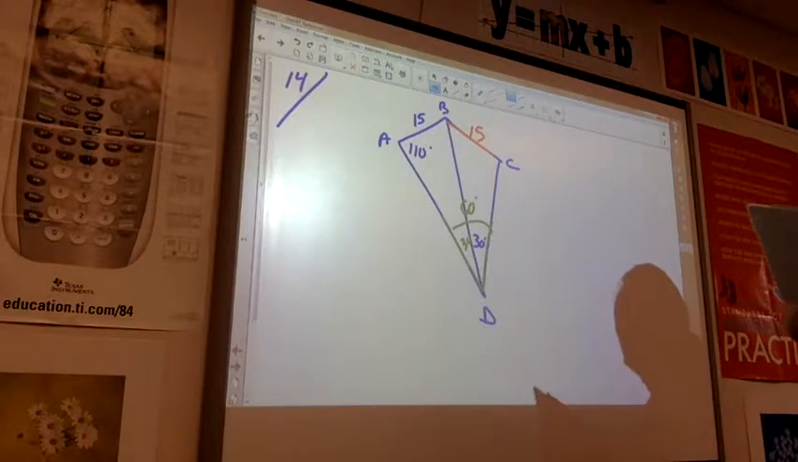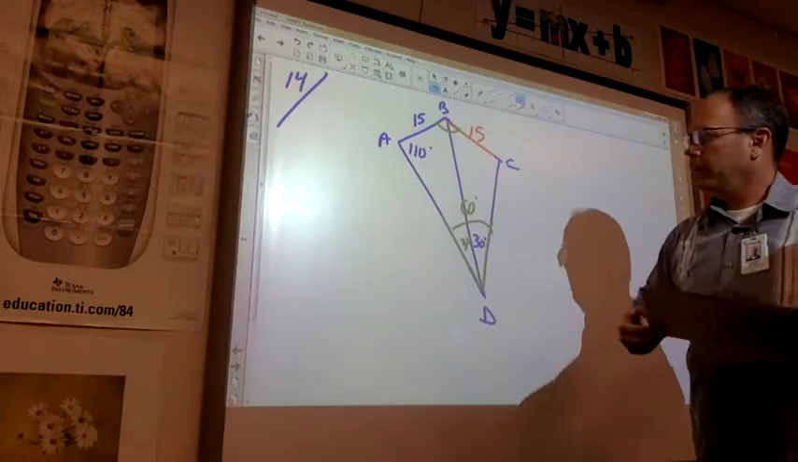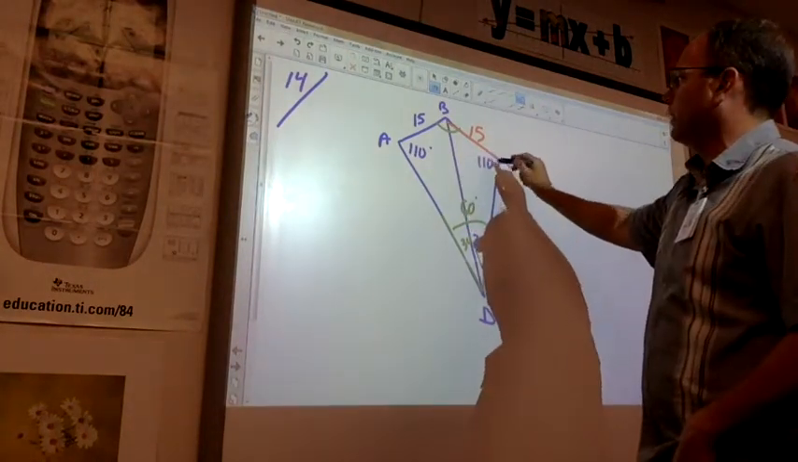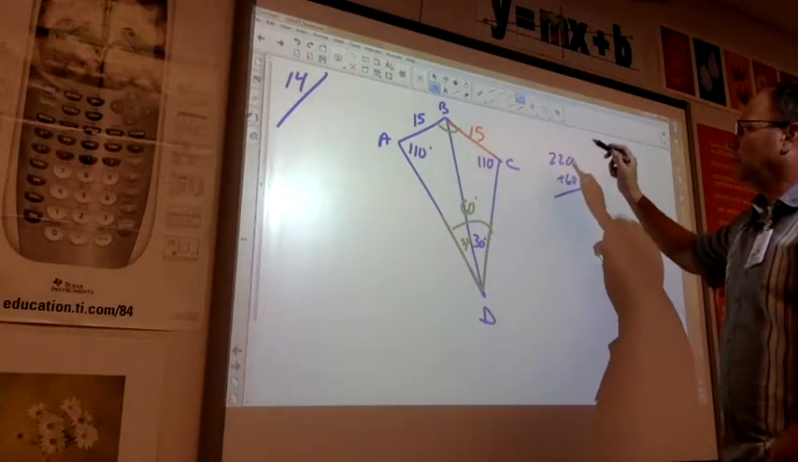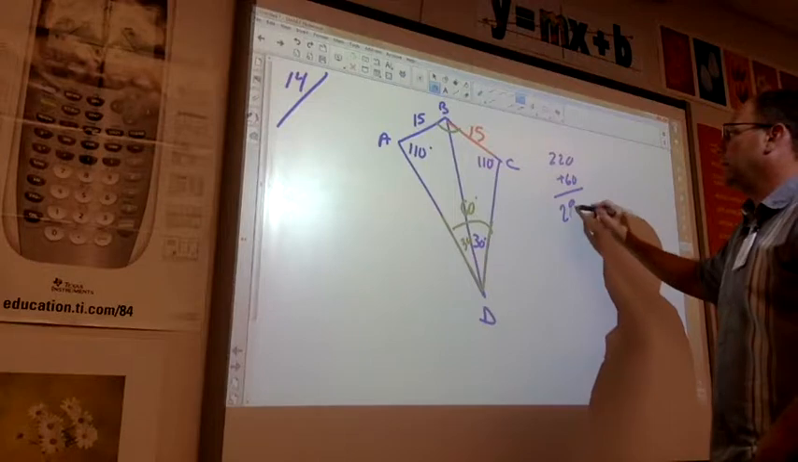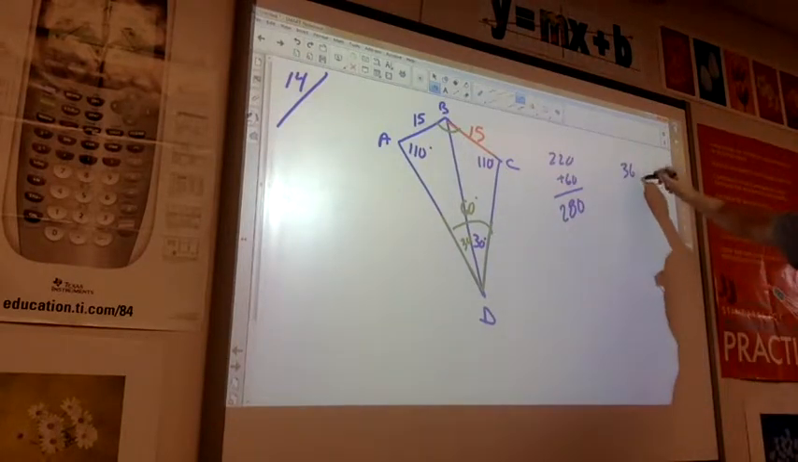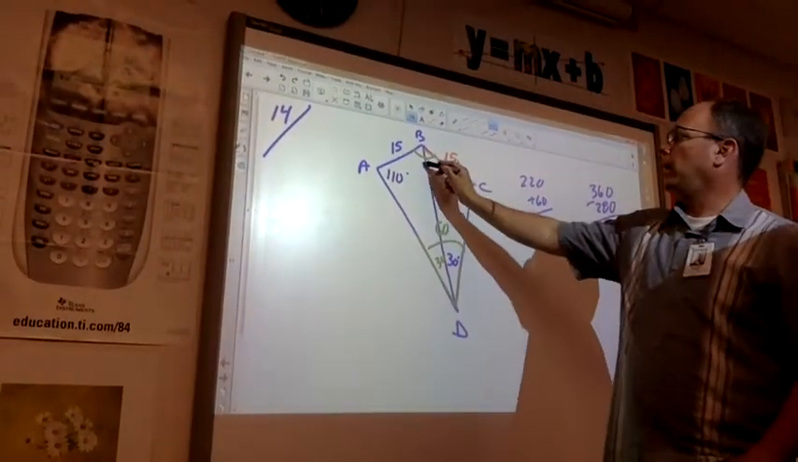Then ABC up here. So things that we need to know about this so far: if this is 110, this is 110 over here. So that's 220 plus the 60 is 280. And then all of them have to add up to 360. So it's 360 minus 280 is 80 degrees. So this has to be 80 up here.